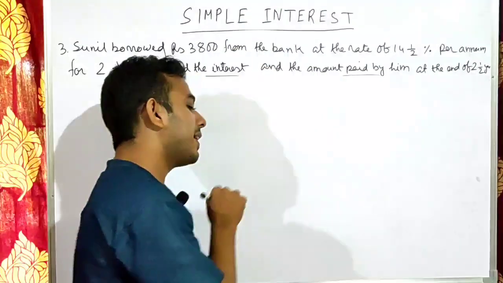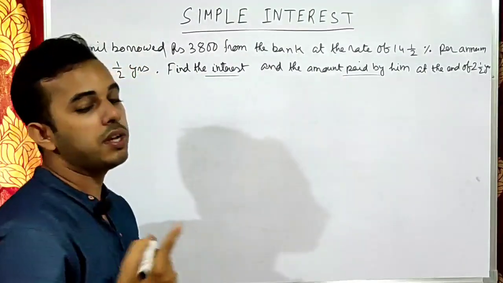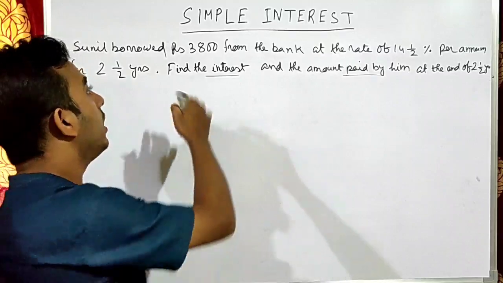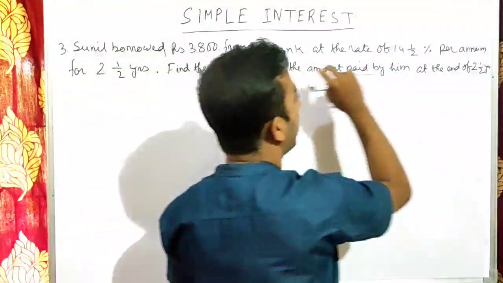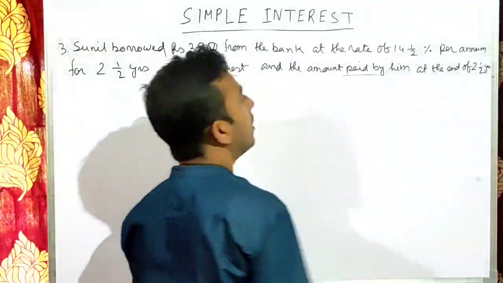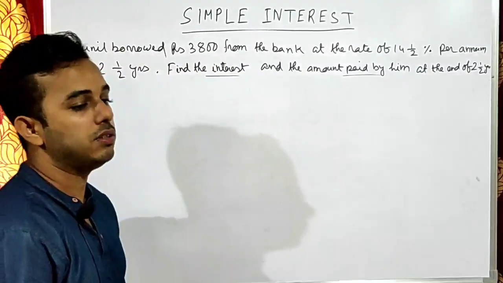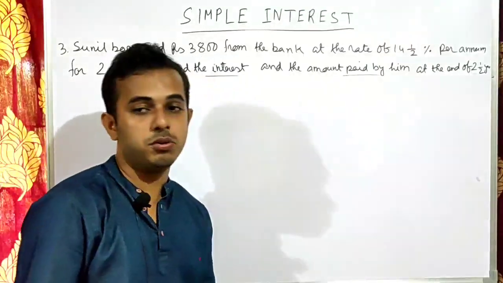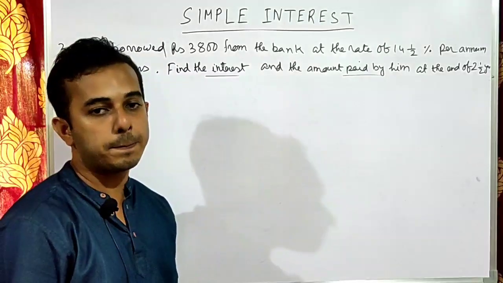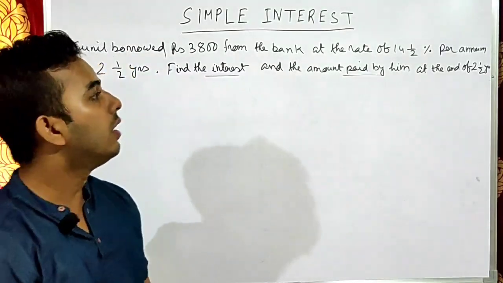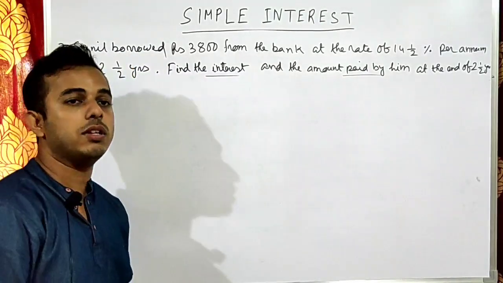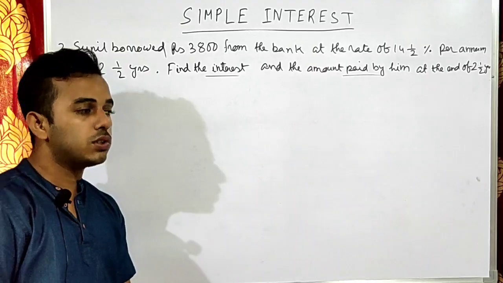This is exactly the same question as the previous one, only the amount is different, the rate is different, and the time period is different, nothing more. So we just have to replace the values and we can easily find the solution. Okay, so let's start.